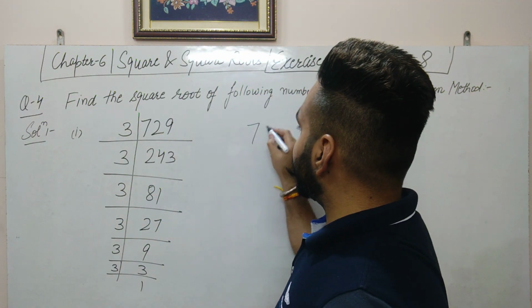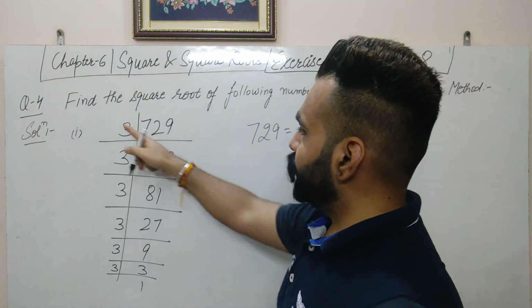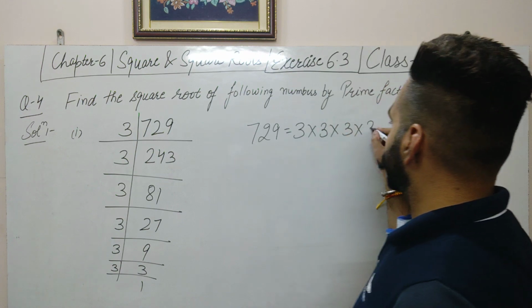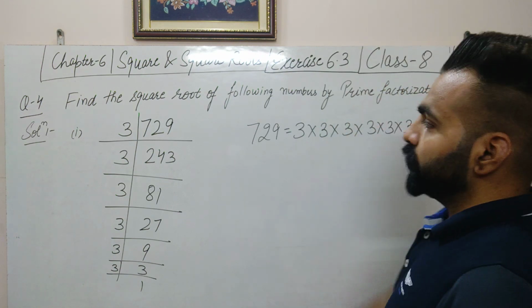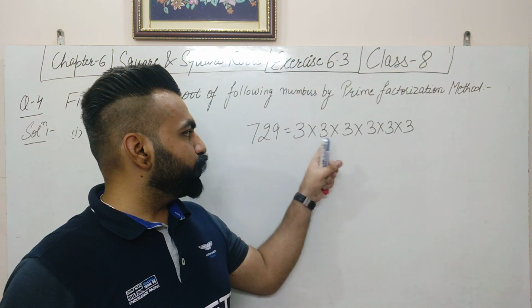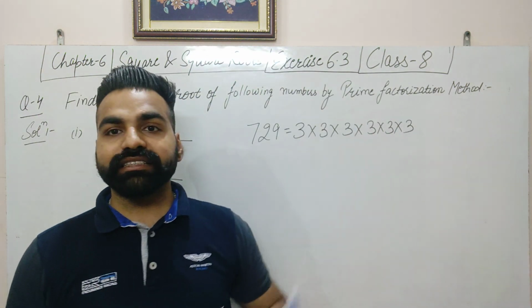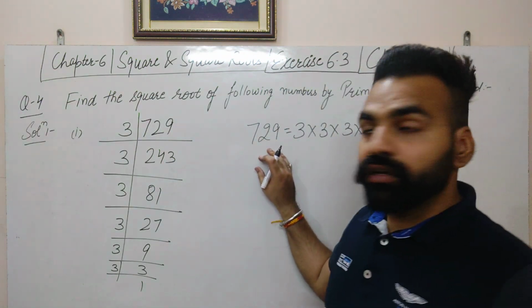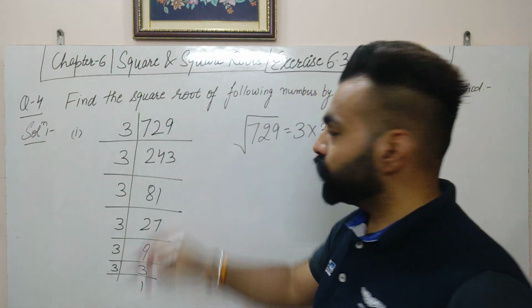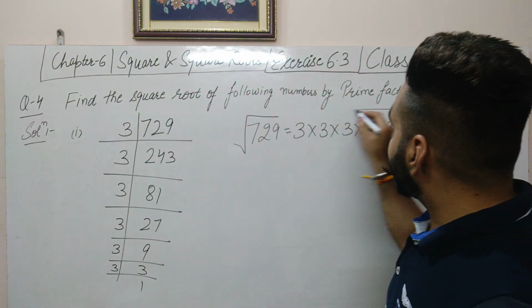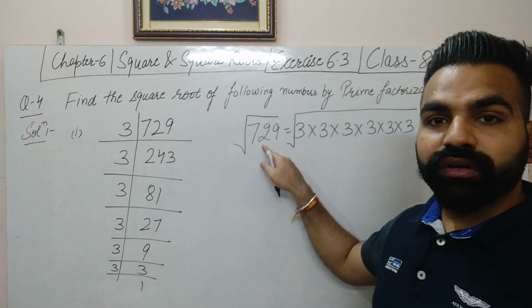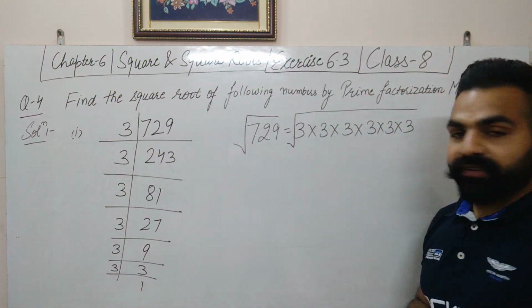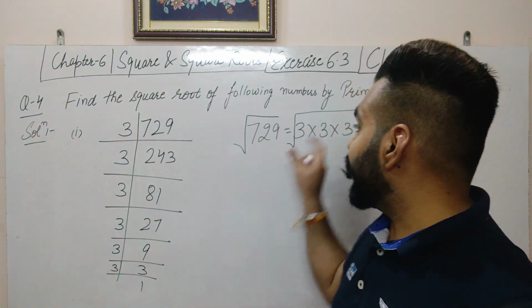So 729 can be written as 3 into 3 into 3 into 3 into 3 into 3, that is 6 times 3. Now we have to calculate the square root. We will put the square root sign here on 729 and here also, because 729 is equal to the multiplication of 3 six times. So the first step is to find the prime factorization and write it in this form.